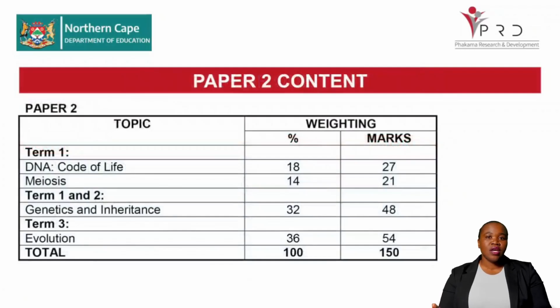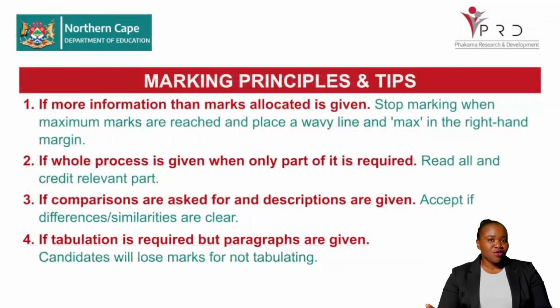Now, what topics do we have in paper 2, right? Here we have DNA, the code of life, which is 27 marks. We have meiosis, which is 21 marks. That is the shortest part. We also have genetics and inheritance for 48 marks. And lastly, evolution, which is our longest, for 54 marks, right? So we are just going to be looking at each topic and looking at the main things that you should have a look at in order to make sure that you are ready for your exam, right?